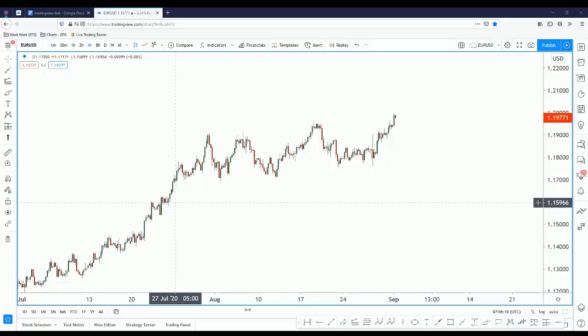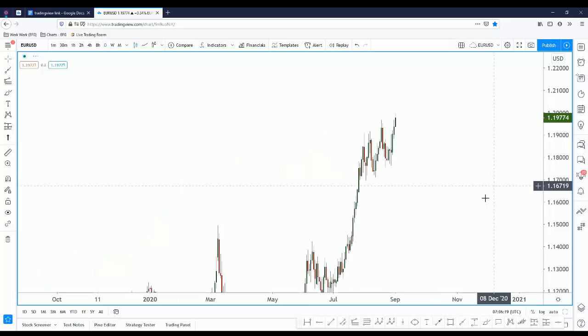Hi everyone, welcome to today's trade of the day, and for today's trade of the day we will be looking at euro dollar. This is a very interesting pair because I just want to show you guys something. Let's start off with the daily.